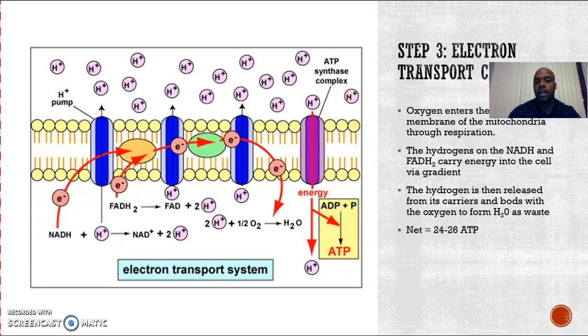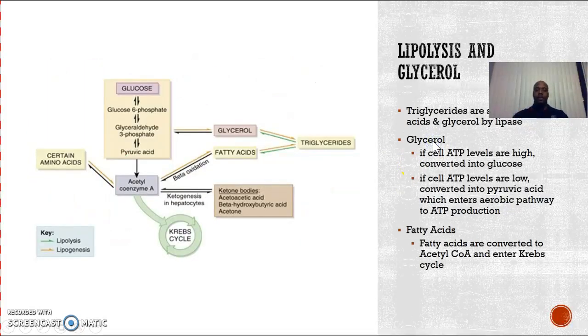And the hydrogens on the NADH and FADH carry energy into the cell via the gradient. So that's this area here. And the hydrogen is then released from its carriers and bonds with oxygen to form water. Right, and that water is released as waste. These pictures are kind of giving us an example of what's happening inside the cell to create more energy as the body needs it. Those 3 steps are the basis of it.